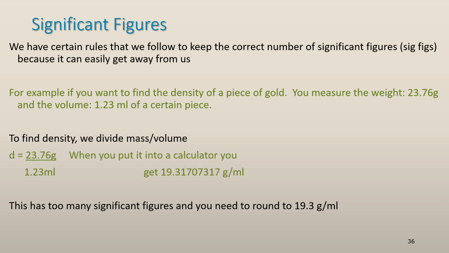To find the density, it's mass divided by volume. So I take my 23.76 grams and I divide by 1.23 milliliters. I put it in my calculator, and what do I get? 19.317077317, and it actually might go on, but my calculator cuts it off at that point. So this is too many significant figures because, if you think about what we were just saying, we can't know the density that carefully to all those decimal places. These last ones are meaningless.